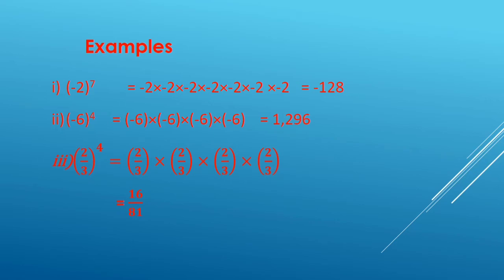From the first two examples, we can note down one more thing. When a negative number is multiplied odd number of times, the product is negative, and when a negative number is multiplied even number of times, then the result is positive.